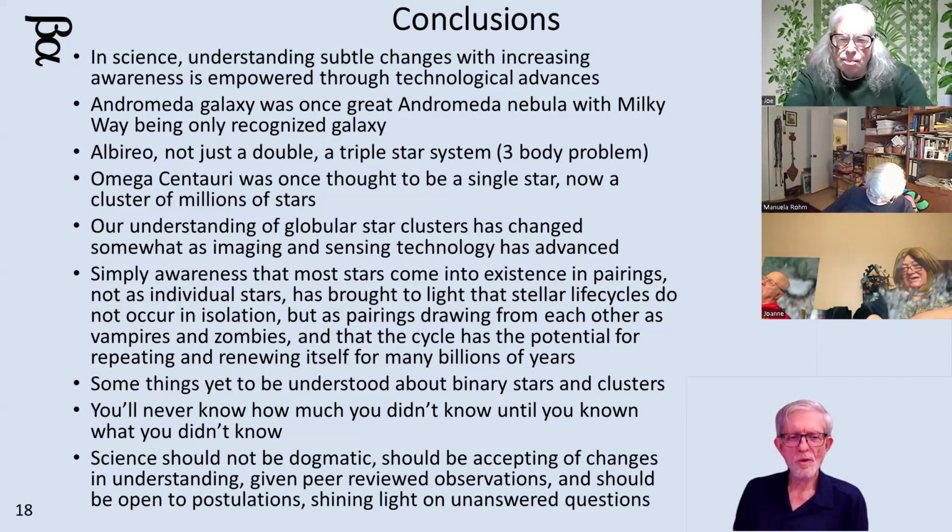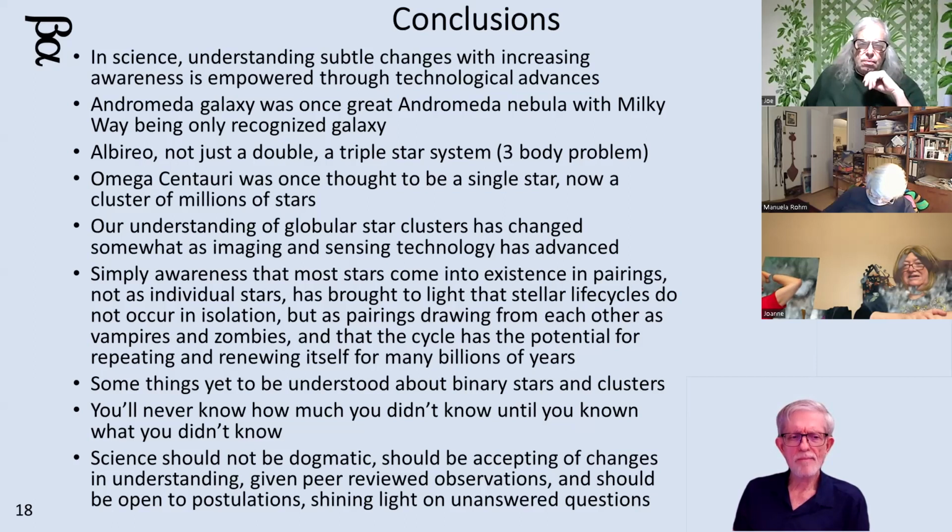Like Omega Centauri, back when we were just looking at things visually, was thought to be a single star. It was thought to be a really bright star, and therefore didn't fall out as an asteroid or a comet. So our understanding of globular star clusters has changed in my lifetime, as the saying goes. And as the imaging and sensing technology improves, we're finding out more detail, but we have yet to see what's in the core of a globular cluster holding it all together.